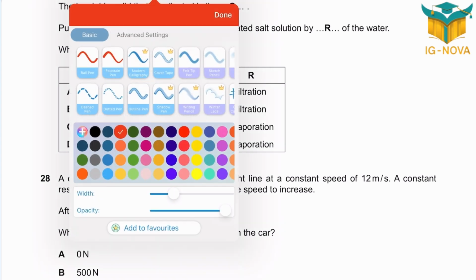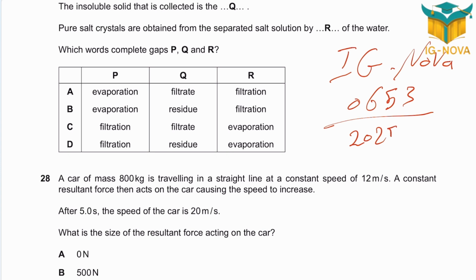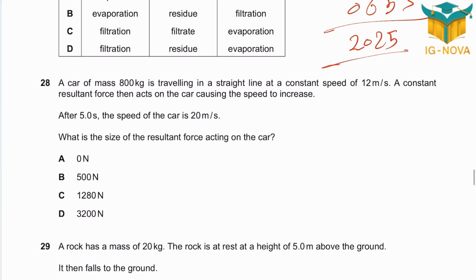Welcome to IGNova. New video today for 0653 Combined Science. A specimen paper for 2025 and for the next few years, inshallah. And make sure this is the updated syllabus paper, so be careful to see the changes. So let's start with question 28.